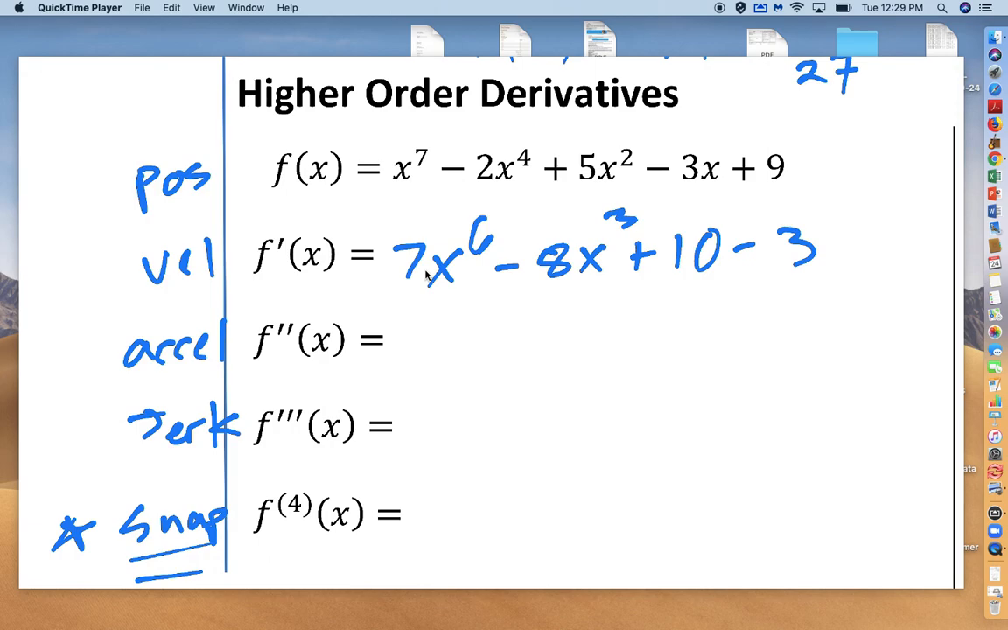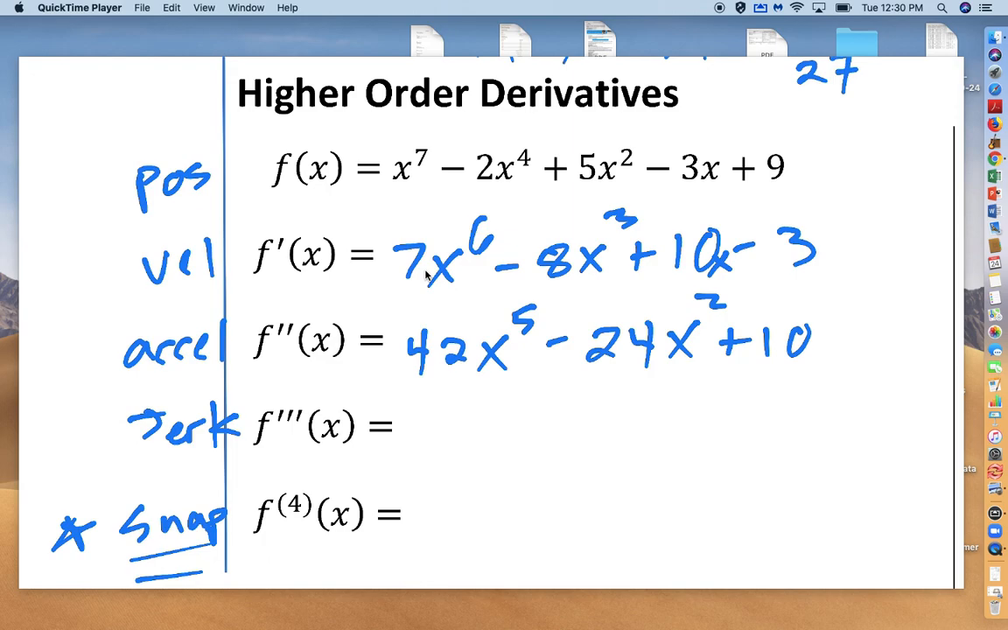The second derivative means take the derivative of the first derivative. So we just keep going. So now it's 42x to the fifth minus 24x to the second, and then plus 10, since the derivative of 10x should be just 10. And then we took the derivative of the negative 3 in the first derivative, and that would be 0, so it's gone. Every time we take the derivative of a constant, it disappears at 0.